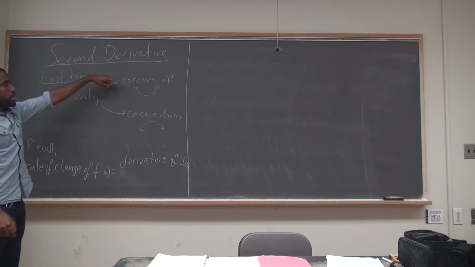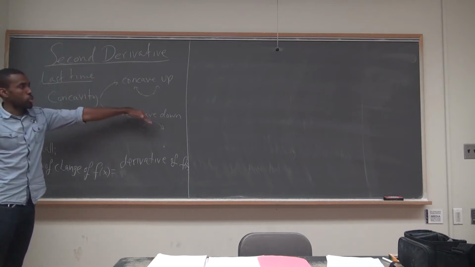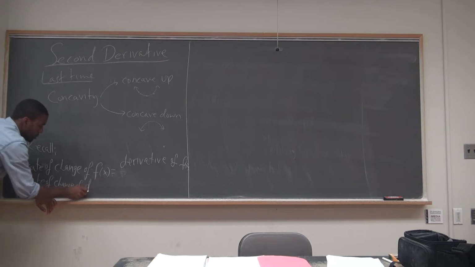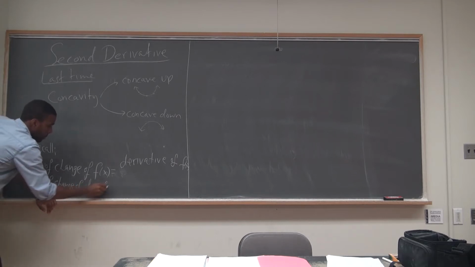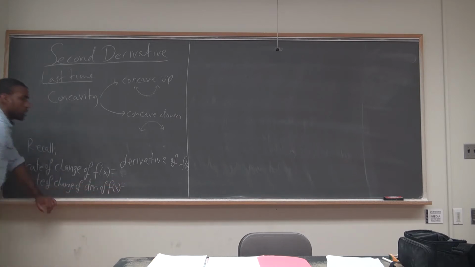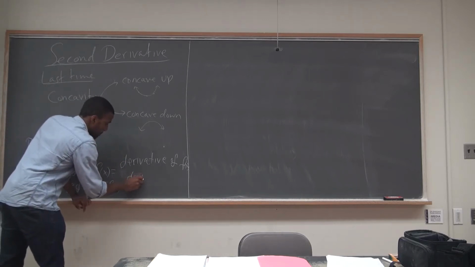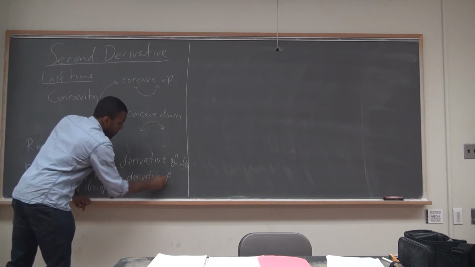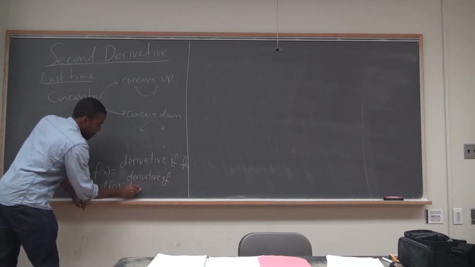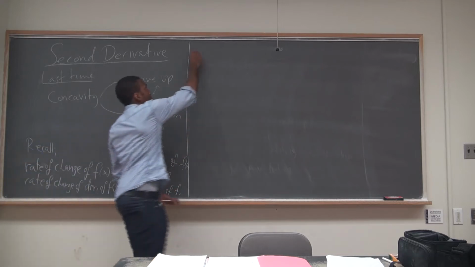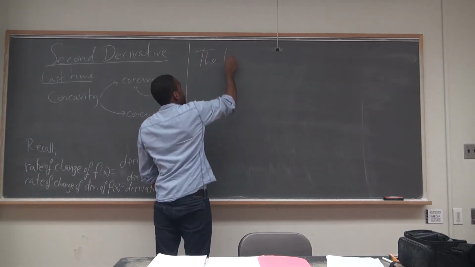Similarly now, if we can describe concavity by what the slope is doing, it stands to reason that what we want to look at is the rate of change of the slope, or the derivative. Which, what do you think that would be? Well, it's the derivative of the derivative. This last notion is called the second derivative.